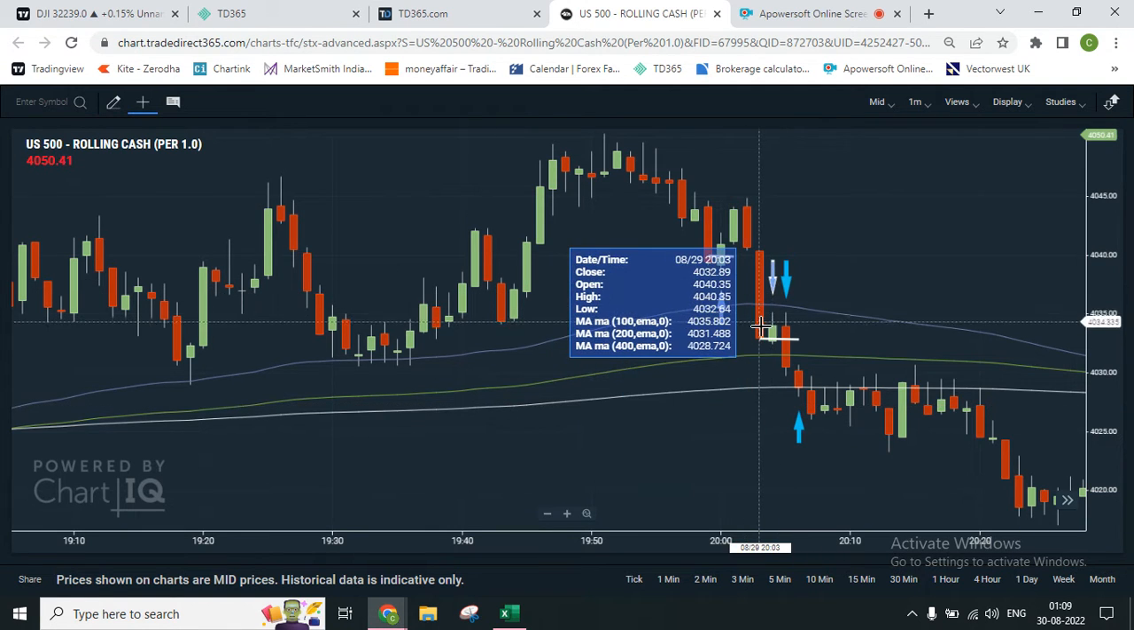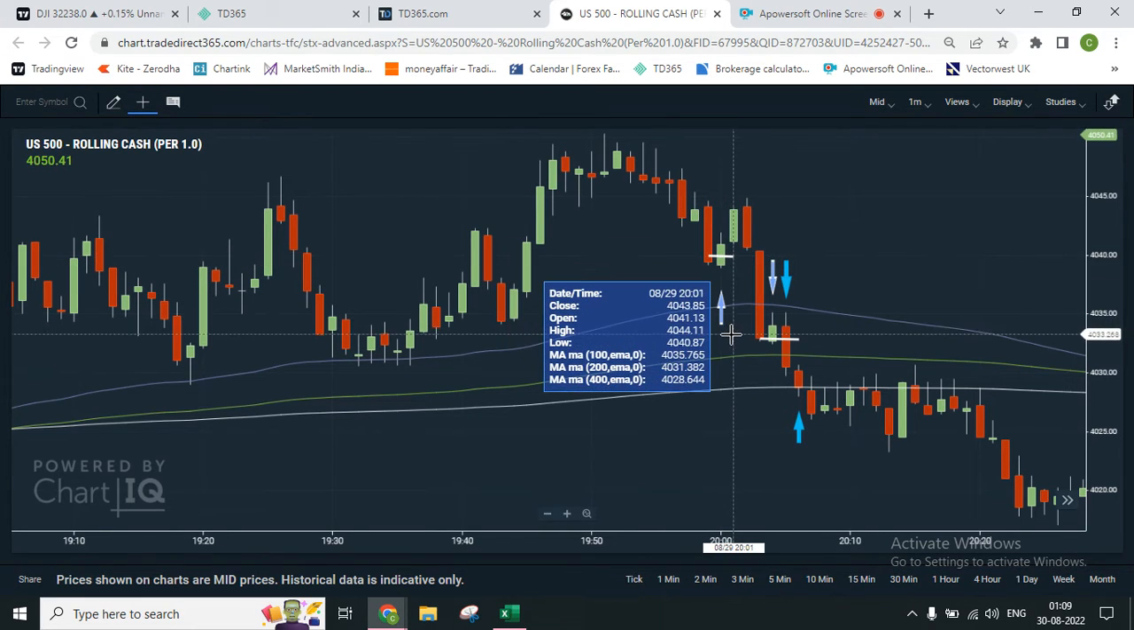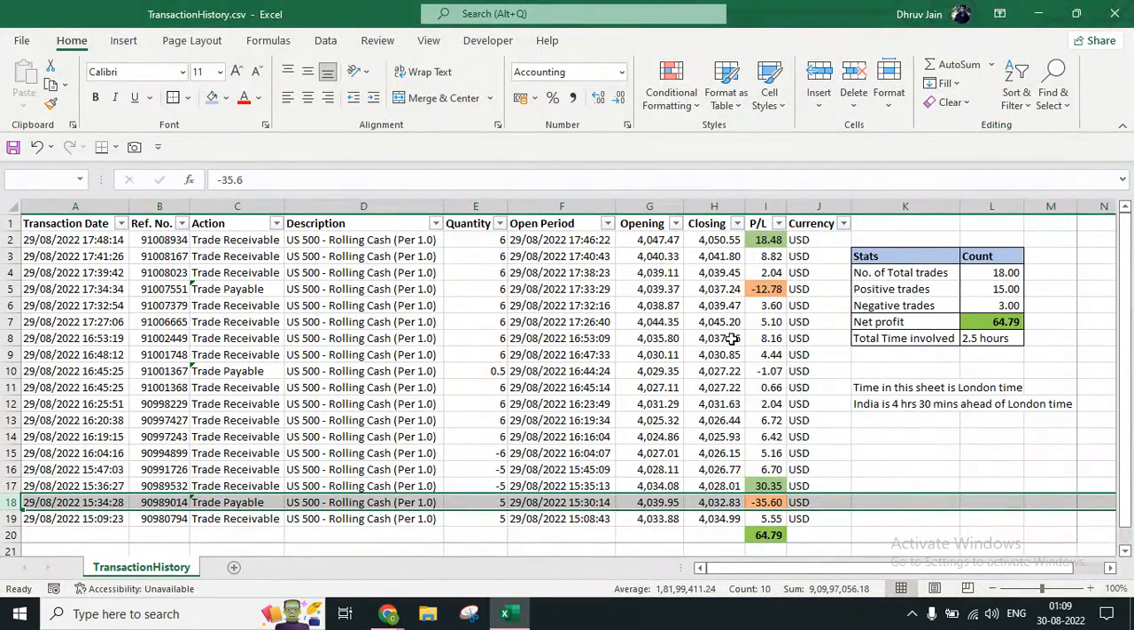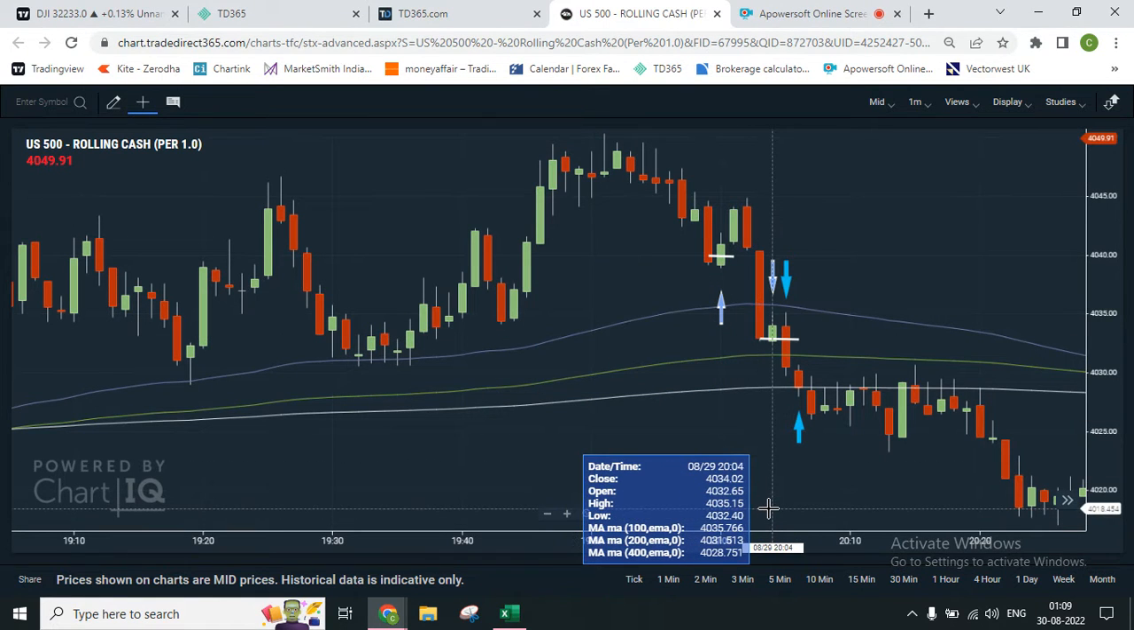Exactly around this white line. I bought around this white line, which was around 4039.9, and sold at around 4032 point something. You can see the details in this Excel file, resulting in a loss of $35. So immediately it was evident that the market was not trying to go up and further selling was about to come. So I immediately shorted the market in the very next minute itself.